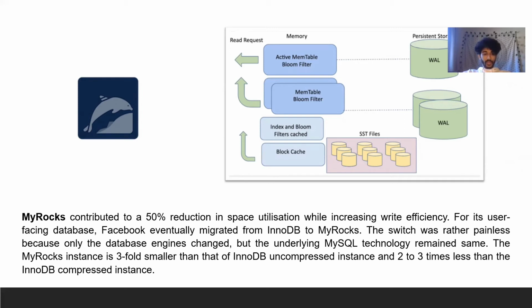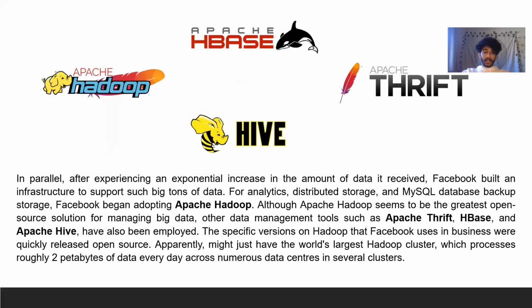For its user-facing database, Facebook eventually migrated from InnoDB to MyRocks. The switch was rather painless because only the database engines changed, but the underlying MySQL technologies remained the same. The MyRocks instance is threefold smaller than the InnoDB uncompressed instance and 2 to 3 times lesser than the InnoDB compressed instance, which is a huge number. In parallel, after experiencing an exponential growth in the amount of data it was receiving, Facebook built an infrastructure to support such big tons of data.